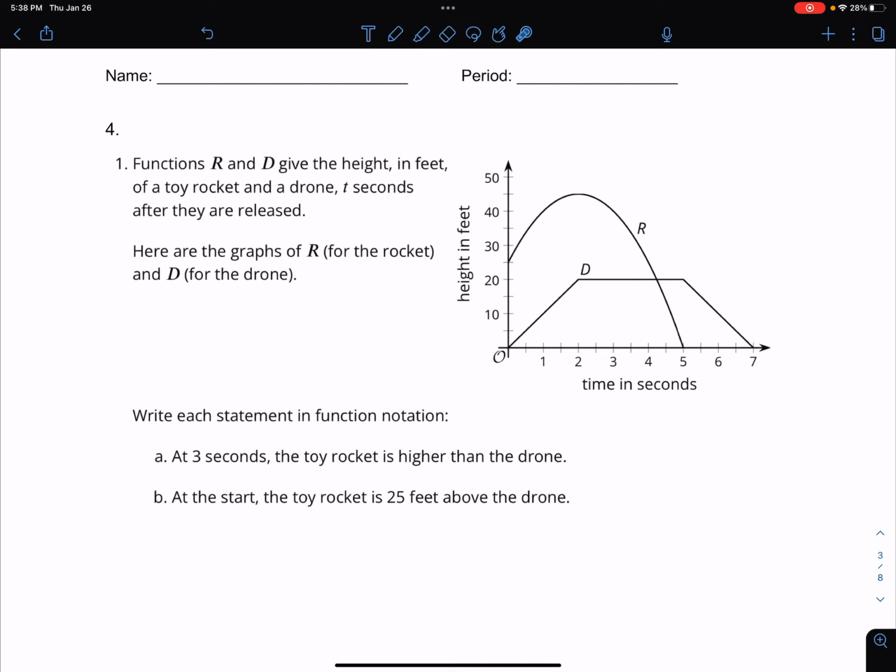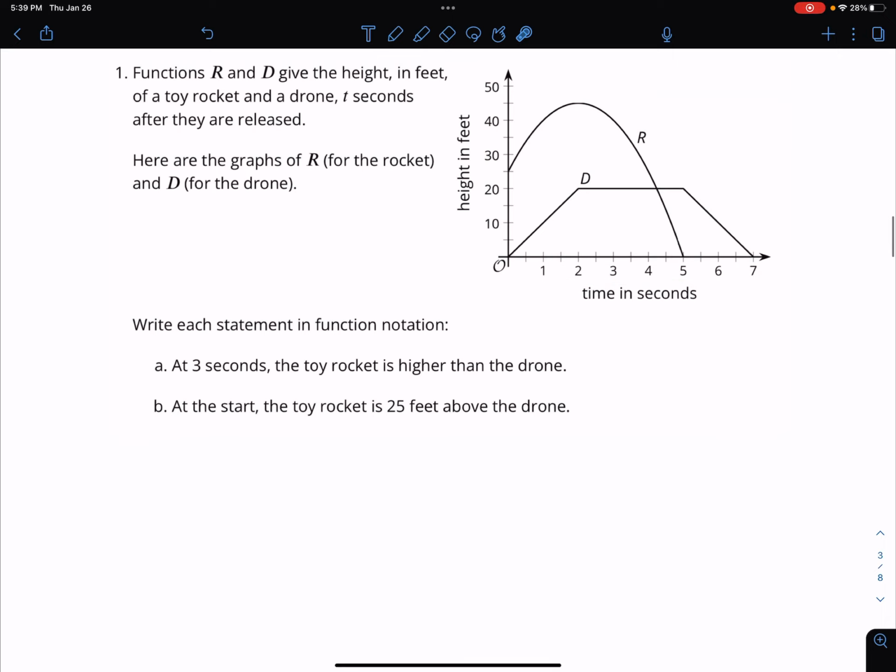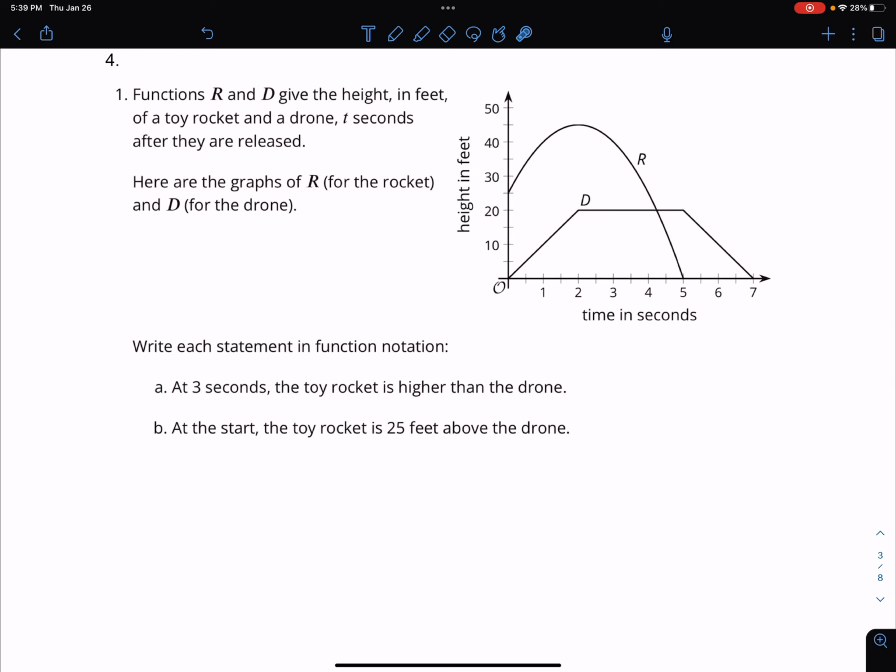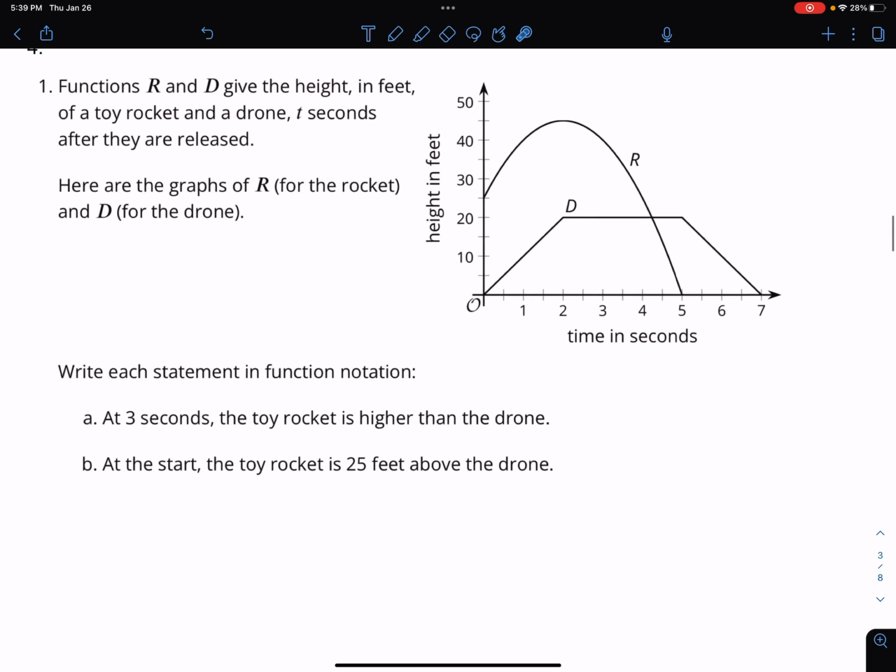And that's what it means when we say that these are a function. They give us the height as a function of the time in seconds that have passed. So here's the graphs of R for the rocket and D for the drone. Write each statement in function notation. So they gave us this little sentence right here.